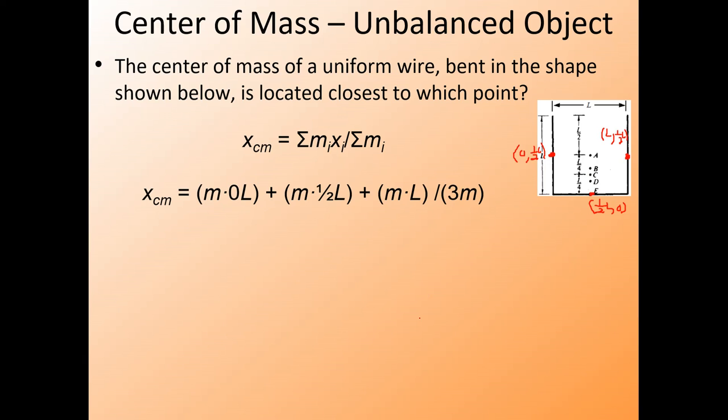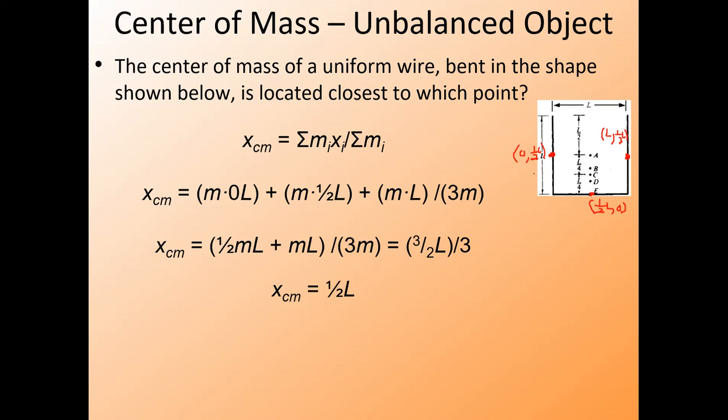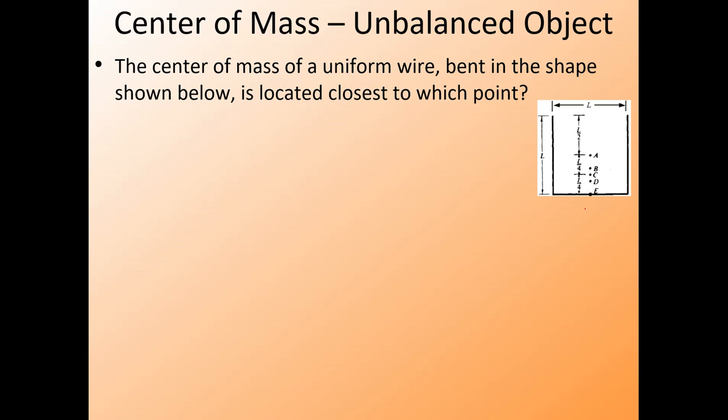So putting this all together, we get that the mass is 0 times half L m times L m, all divided by 3. There are 3 segments, each of equal length, so 3m. This simplifies to half mL plus mL over 3m, which is 3 halves L over 3, because the m's will always cancel out. So I end up getting half L. Again, I didn't need to figure this out because all of them were at half L anyway. So we can move on to the next part.